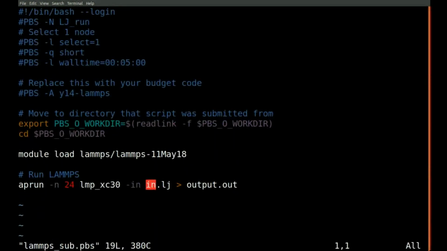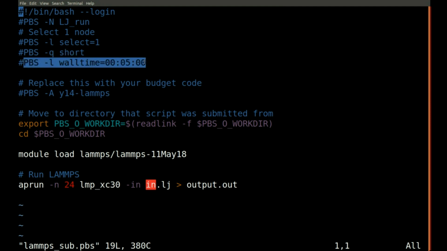Lampssub is a submission script. It is a way to tell the Archer scheduler the type of job you want to run. So in this case, you want to run a job which has the name LJ run. You want to run on one node. Each node on Archer has 24 cores. You want the job to be run on the short queue. The reason for that is it gets to the front of the queue faster and runs faster.